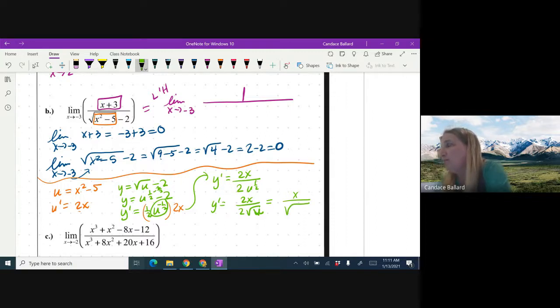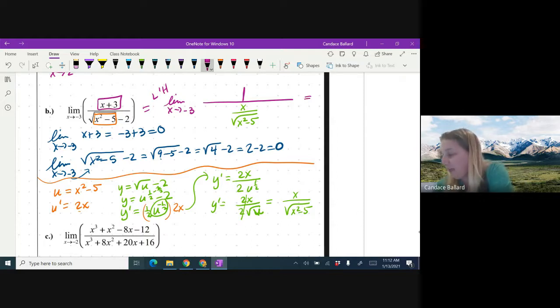Jaden just wrote 2. Is there something I need to do with the 2? Yes, we're going to cancel out the 2's. There we go. So this is the derivative of the denominator. I'm going to plop it in here. I know we got an ugly complex fraction. We will deal with that in a second.